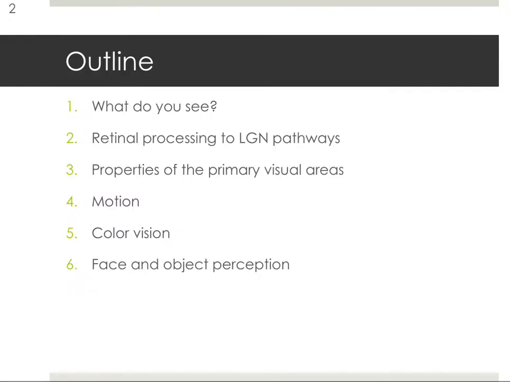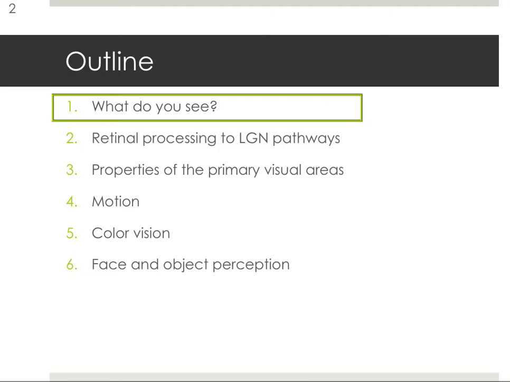So I'm going to start by defining the visual stimulus, which is what we see, and then I'll go through the visual pathway starting from the retina all the way up to mid-level vision, so there's just primary visual areas in the occipital cortex, and then I'll go through the higher order visual processes, including motion and color vision and face and object perception. So, what do we see?